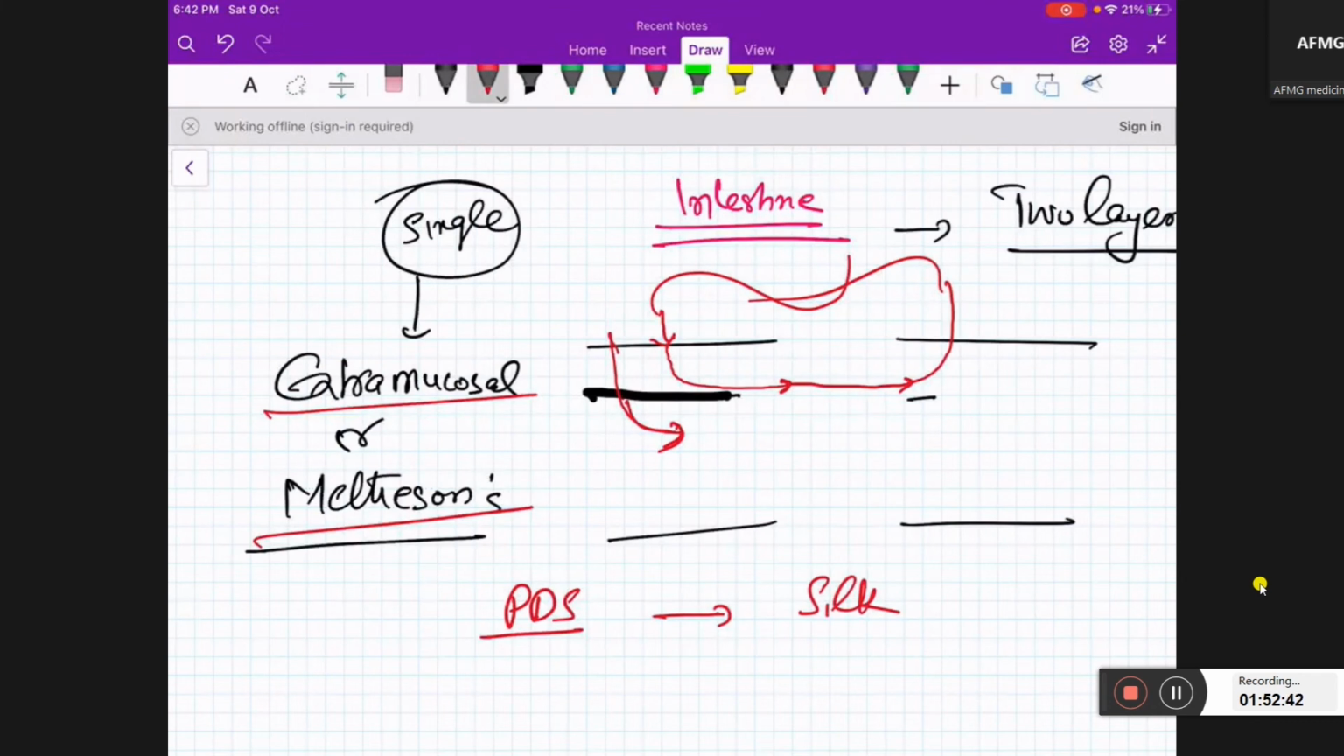Now tell me, what suture material are you going to use for gastrojejunostomy? PDS, as it is an intestinal anastomosis. Agreed? All of you?